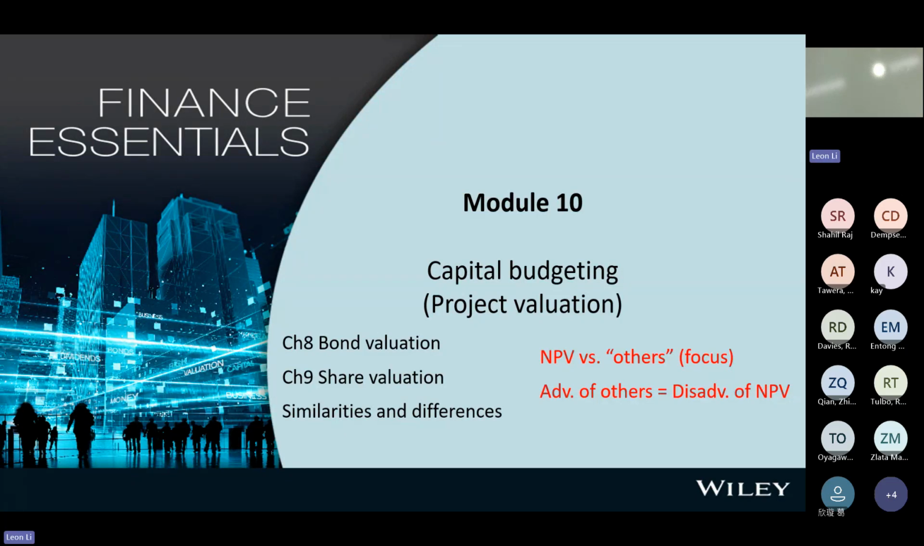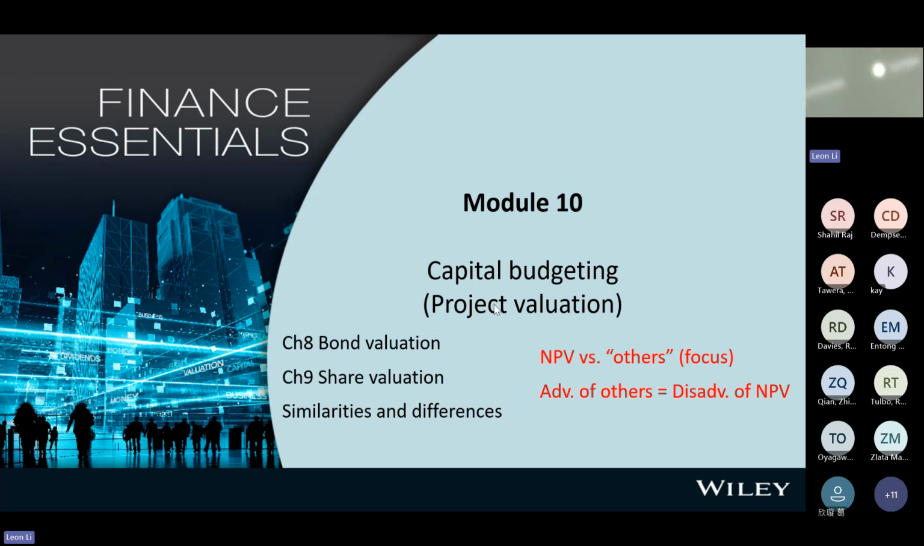Today we are going to discuss chapter 10, capital budgeting or project valuation. First, I'd like to address the link between the three chapters. Chapter 8, we discussed bond valuation. Chapter 9, share valuation. Chapter 10, project valuation. I suggest students consider the three chapters together and understand the similarities and the differences between them. For me, that's important. This is our first topic.